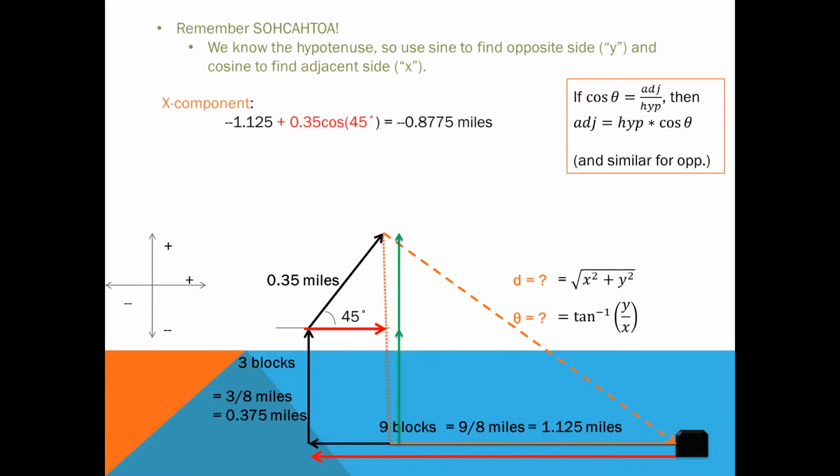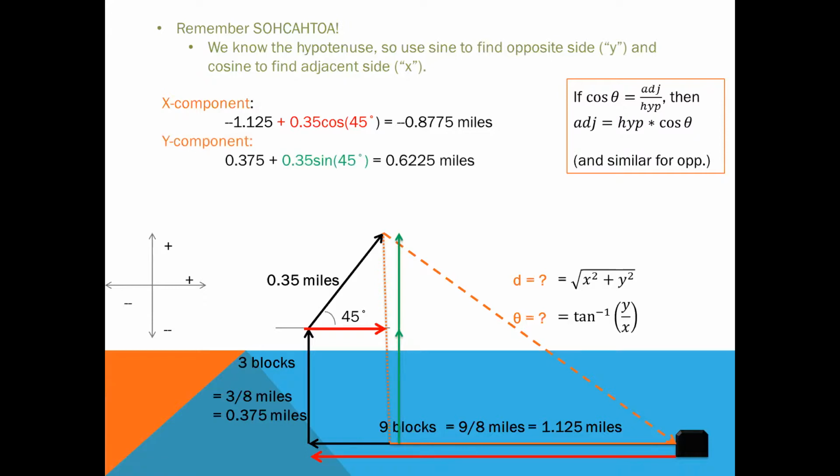All right, so here's our x component, both of them added together. So we have this negative 1.125 miles that he first walks. And again, that's negative because he's walking to the west. For this top triangle, he's walking back slightly east. So that will be a positive distance. And so that side is the hypotenuse times the cosine of our angle, 45 degrees. So that gives us an x component that he walked of negative 0.8775 miles.